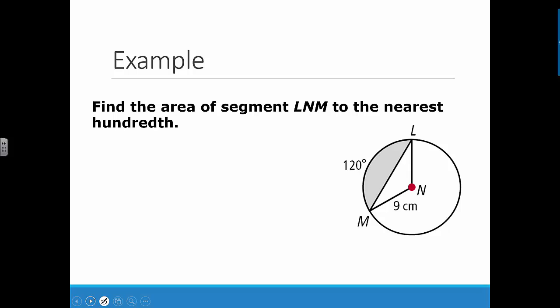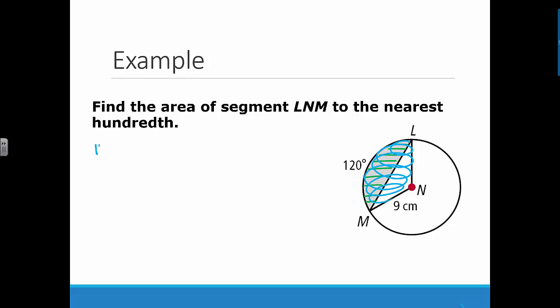So let's say we have something like this. Find the area of segment LNM to the nearest hundredth. So I want just this shaded part right here. The first thing we're going to do is find the area of this sector, this whole piece in here.